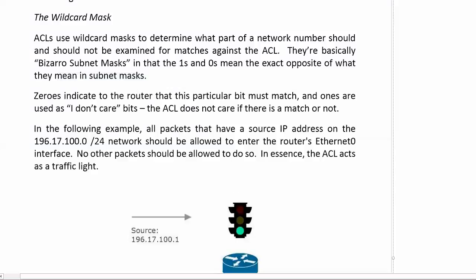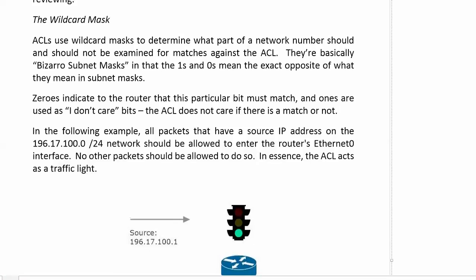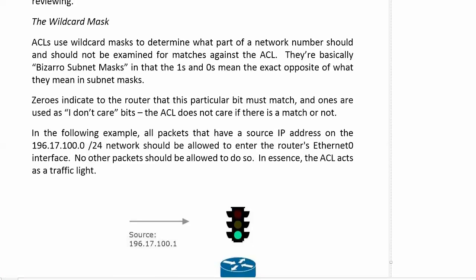So let's go ahead and bring that down, and I want to mention the wildcard mask here. I know we've got that one video for you to watch. Well, let's go over the details of that wildcard mask one more time, because we're going to use those in all of our ACLs, and they determine what part of a network number should and should not be examined for matches against the ACL. They're basically bizarro subnet masks. They're like inside-out subnet masks, because the ones and the zeros in a wildcard mask mean the exact opposite of what they mean in subnet masks.